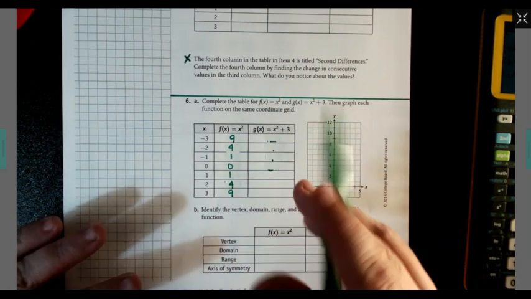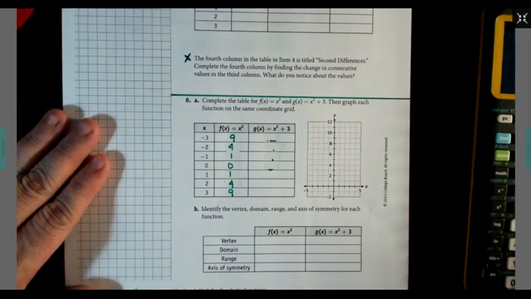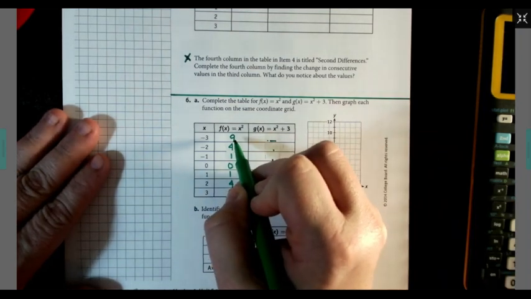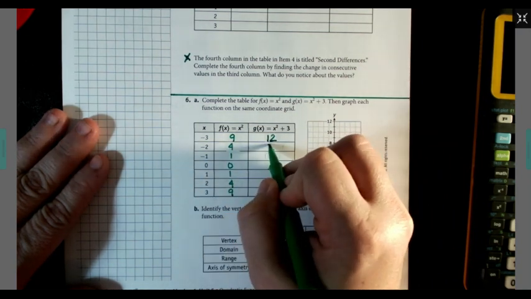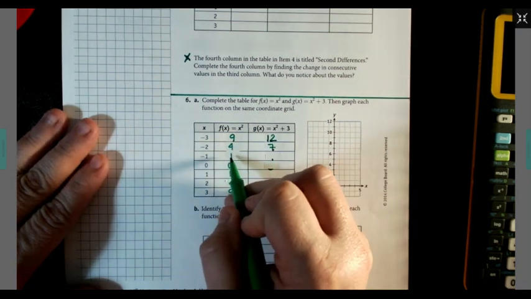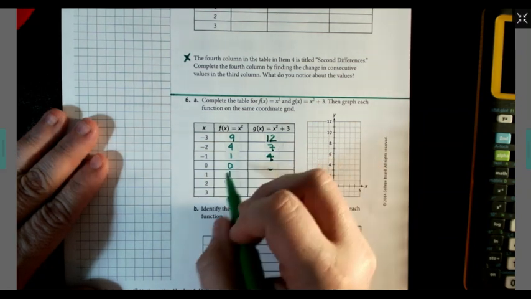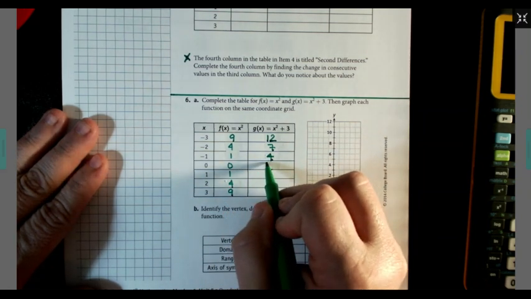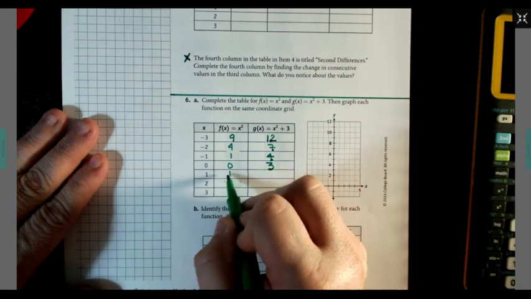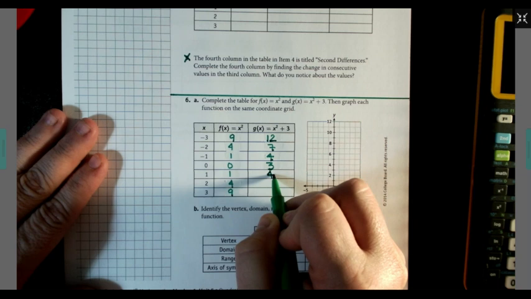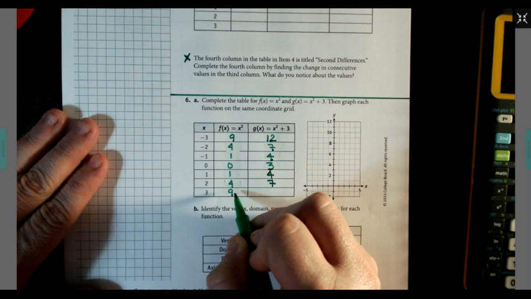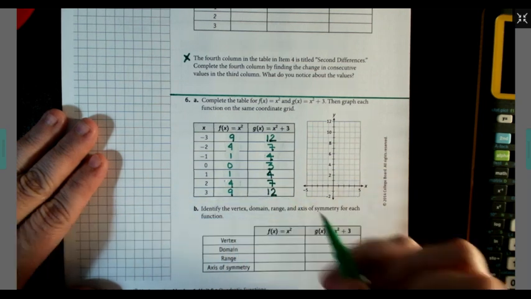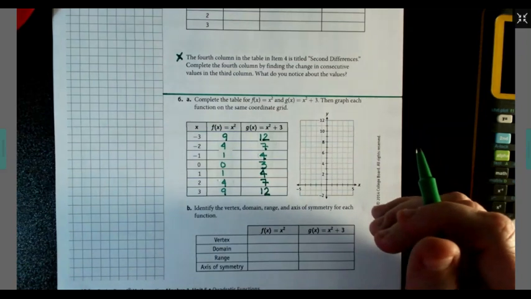Now, g of x says x squared, so this column, plus 3. Well, this number plus 3 is 12. This number plus 3 is 7. This number plus 3 is 4. This number plus 3 is 3. This number plus 3 is 4. This number plus 3 is 7. This number plus 3 is 12. So now we're going to graph these.